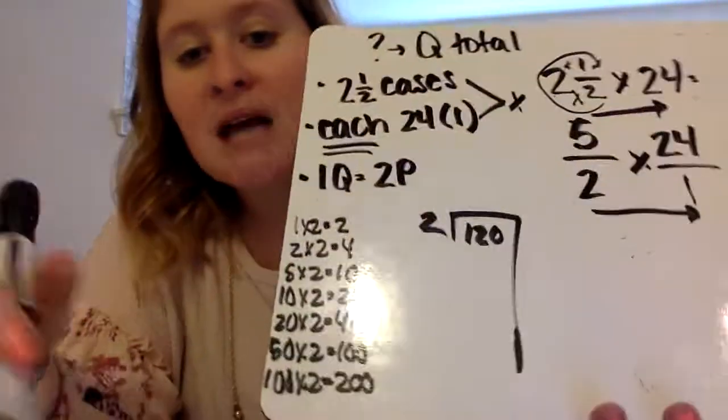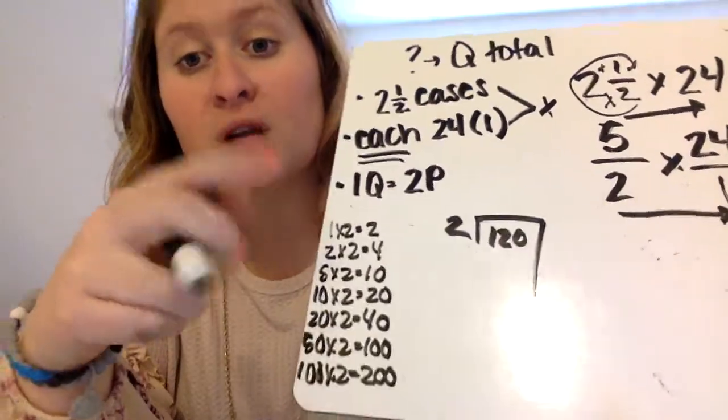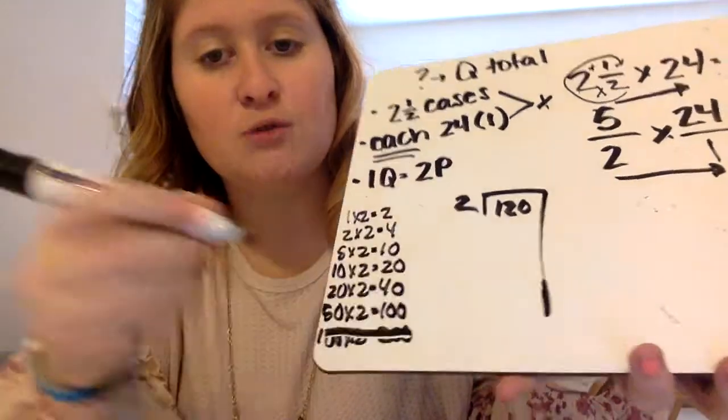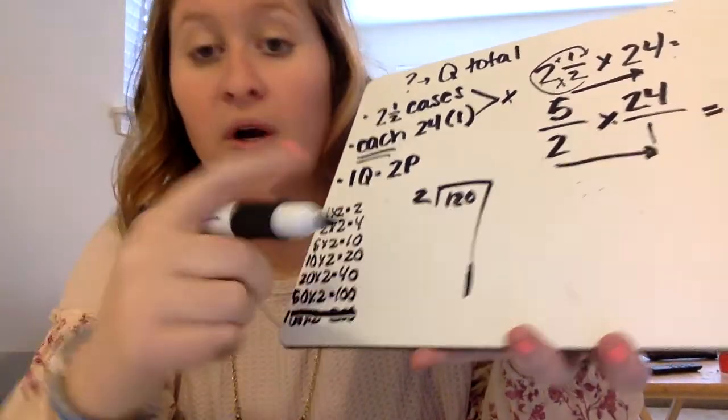1 times 2 is 2. 2 times 2 is 4. 5 times 2 is 10. 10 times 2 is 20. 20 times 2 is 40. 50 times 2 is 100. 100 times 2 is 200. And now I'm stopping. Stopping because 200 is bigger than 120. So I know I cannot use this number.